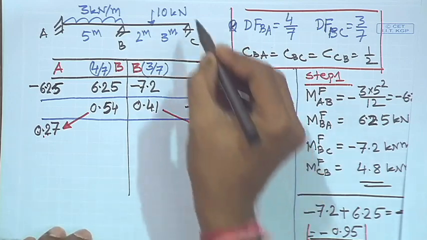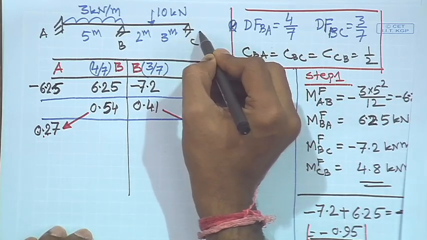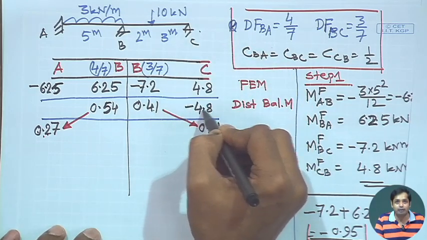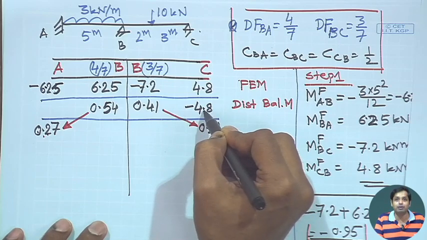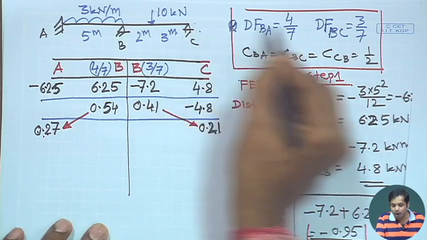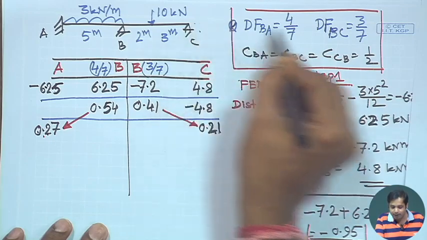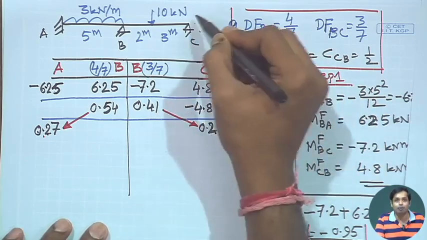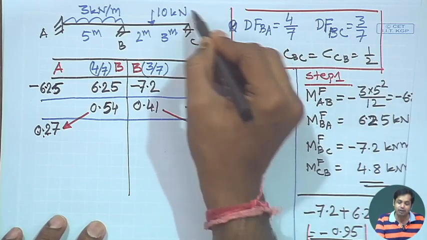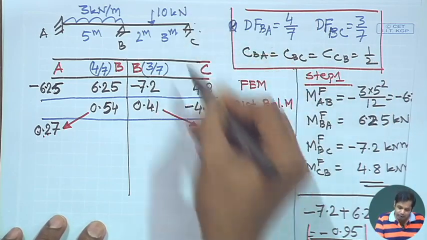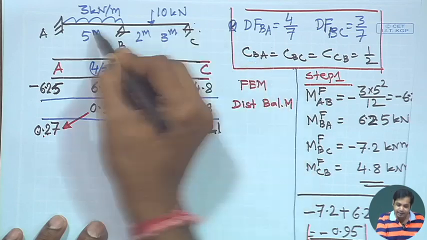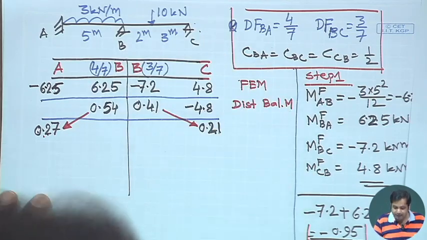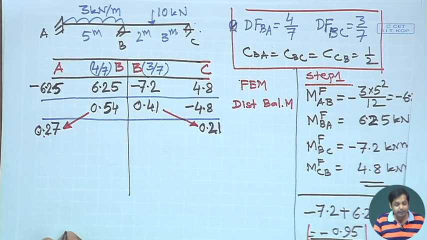Now, whatever moment we apply at C, the same moment will be there. So, the balancing moment and distributed moment at C will be the same, because there are no other members here where this balancing moment will get distributed. Whatever moment you apply at C, that will be the moment at C in CB, right. So, in this case the balancing moment and distributed moment will be the same.